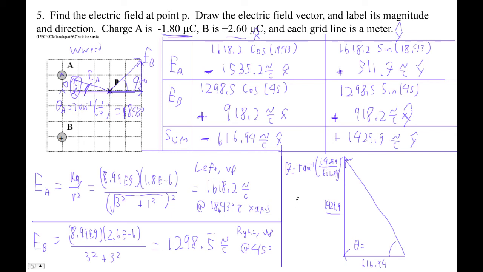Sorry. Got a lot of sixes here. This is 66.66 degrees. So I think we're going to have to say 66.7. I didn't plan this, by the way. So this is 66.7 degrees, right? And then we can find this magnitude. I'm going to do 616.94 squared plus 1429.9 squared. Square root.